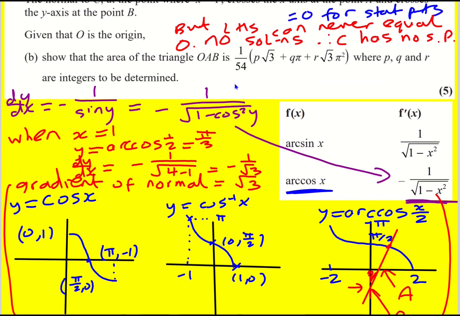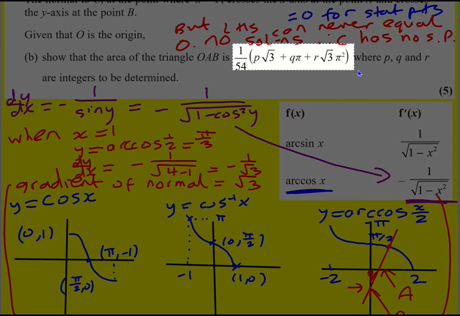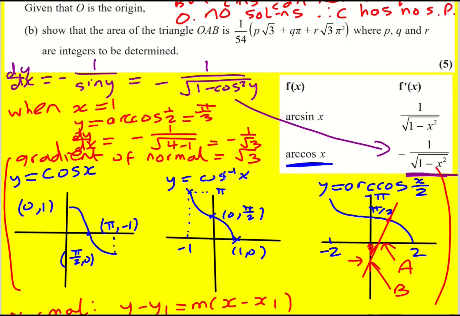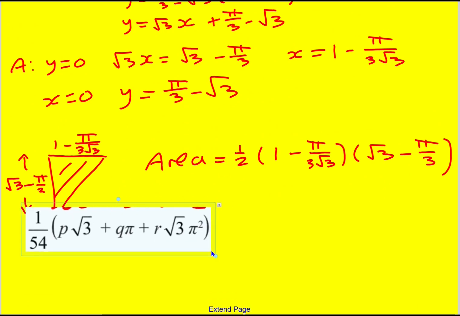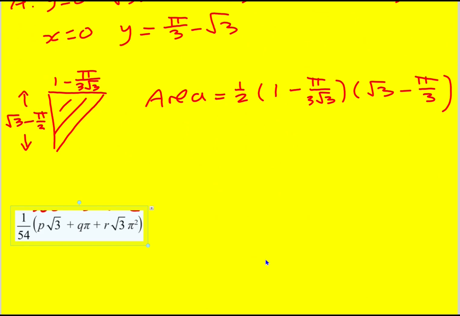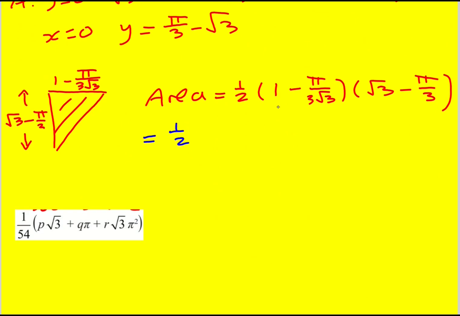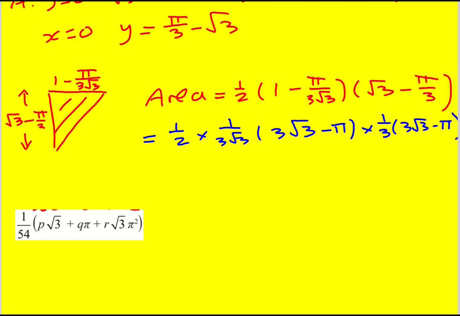And let's just have a little look at what we're trying to get to. So they want us to factorize out a 1 over 54. And I'm going to do this in stages. Let's just have this alongside as we do it. So I've got my half. The next thing I'm going to do is factorize out 1 over 3 root 3. I know we're aiming for 54, but let's not worry about that too much. Let's just make the brackets a little bit nicer. Then I'll get 3 root 3 minus pi here. And then from the second bracket, I'm going to factorize out a 1 over 3, which will give me 3 root 3 minus pi. Actually, it's the same thing.